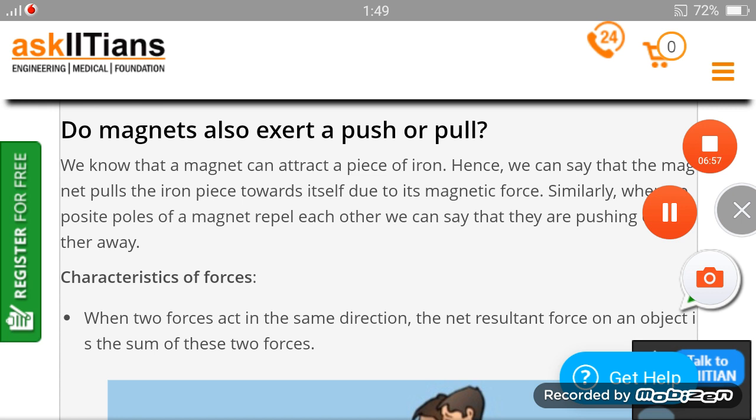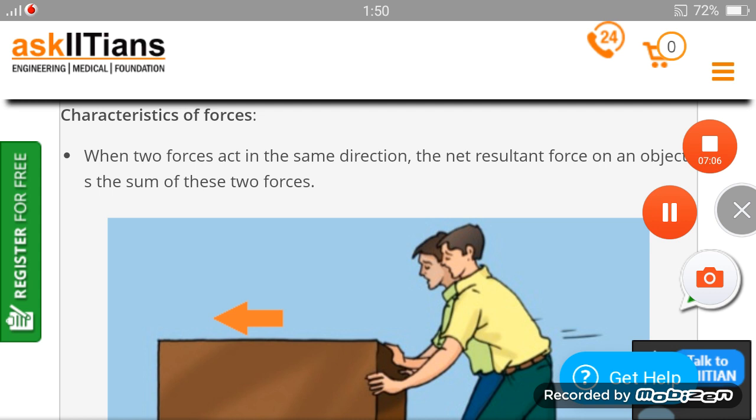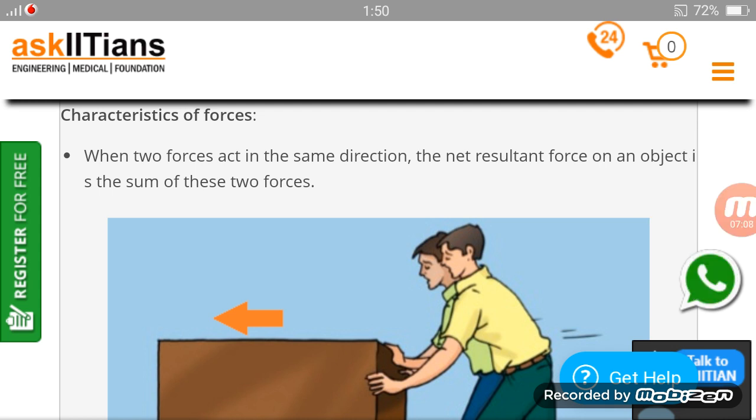When we have the same poles of a magnet, then repulsion will take place, and they will push each other. So in this way, we can understand this concept.